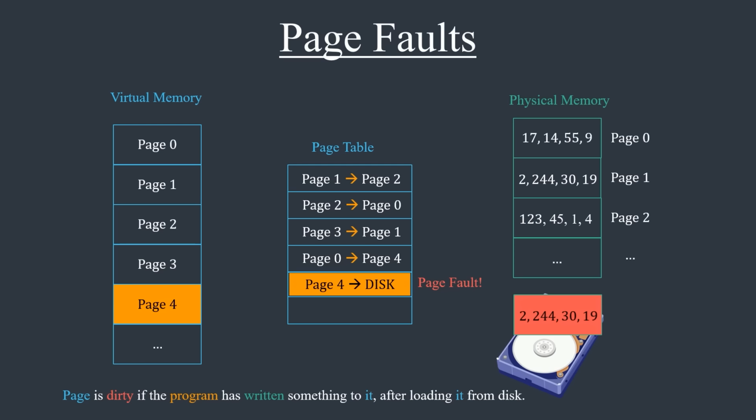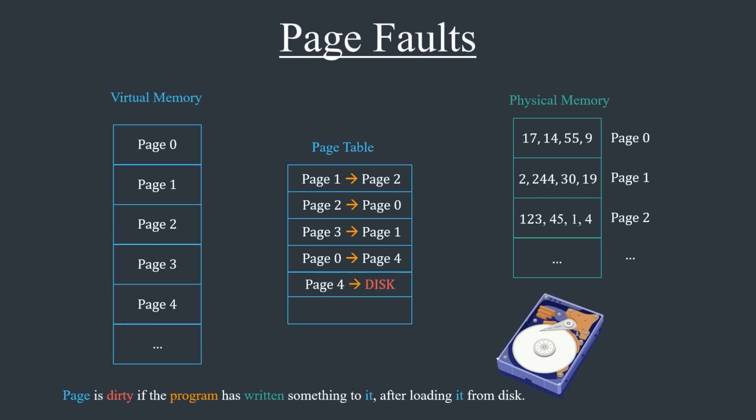We say that the page is dirty if the program has written something to it after loading it from disk. If the program hasn't written anything to the page, then there is no need to save it to disk because its contents haven't changed, so we gain a little bit of performance here. After that, the OS loads the requested page from disk into RAM, updates the page table, and goes back to executing the same instruction that caused the page fault. This time, the data is in RAM, so the CPU can access it.